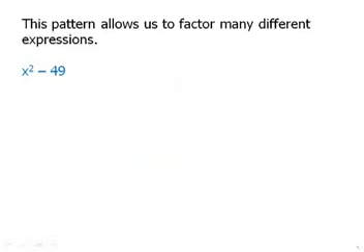This pattern allows us to factor many different expressions. So for example, starting out just with x squared minus 49. Well, obviously a would be x, because when we square it we get x squared, and b would have to be 7, because when we square 7 we get 49. And so this is going to factor into a plus b times a minus b. That would be x plus 7 times x minus 7.